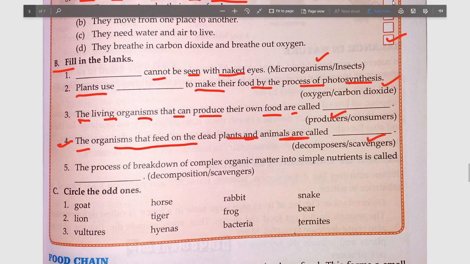Now, the process of breakdown of complex organic matter into simple nutrients is called decomposition. So decomposition is the right option.